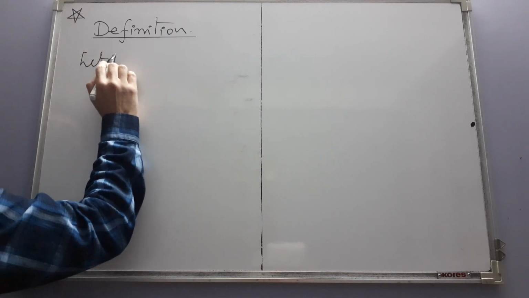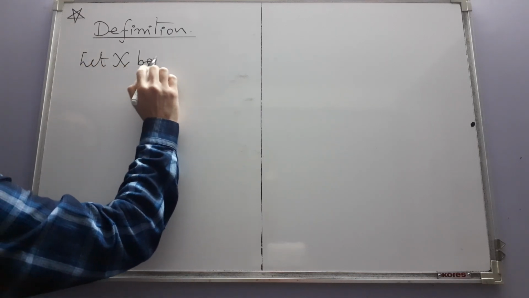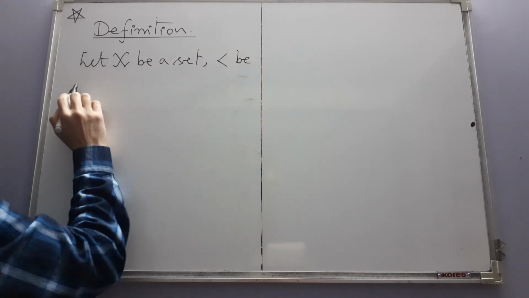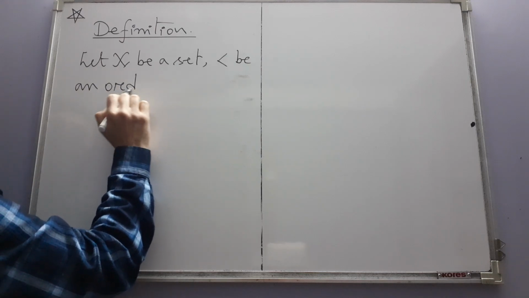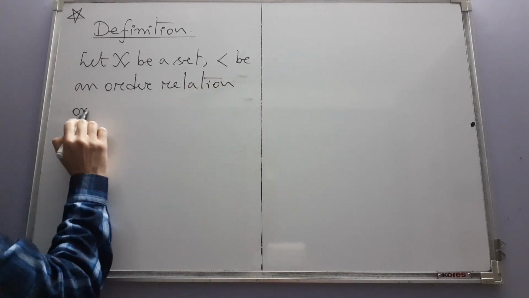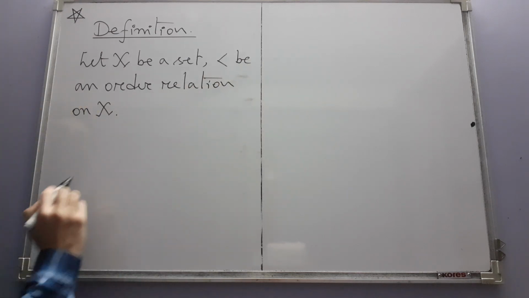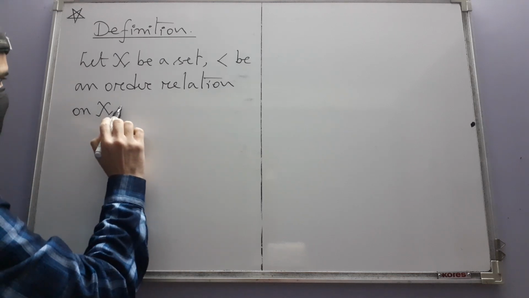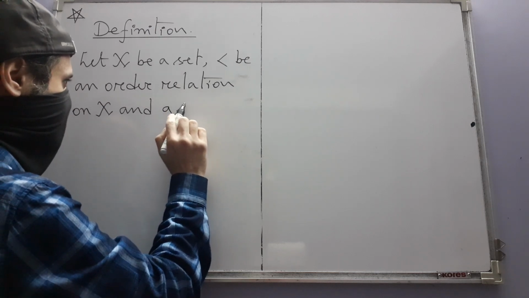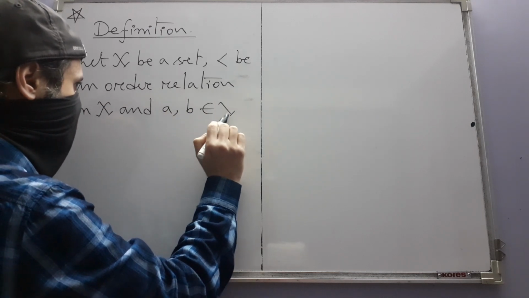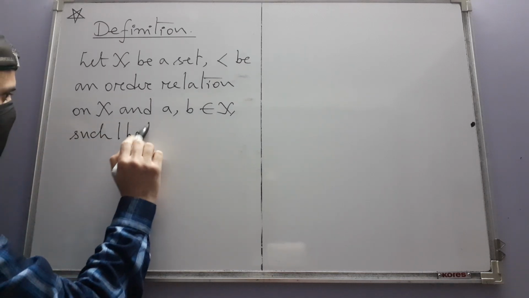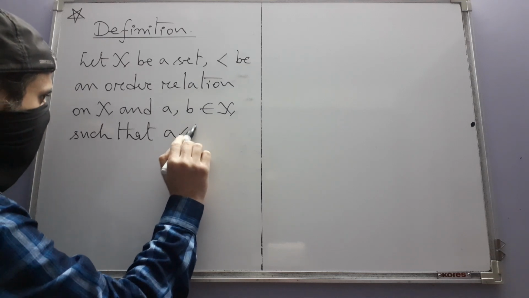Let X be a set, and let this be an order relation on X. And we can continue. Actually, there is one more thing to consider, which is this pair of elements A and B such that A is related to B.